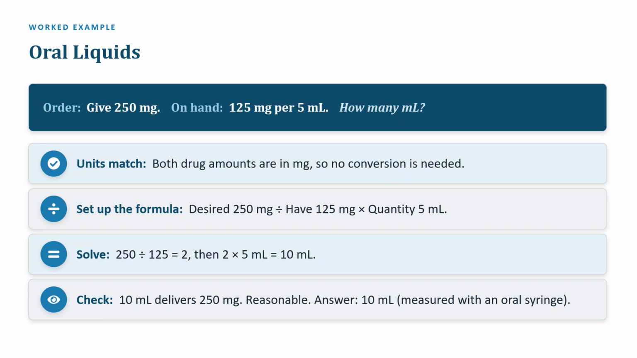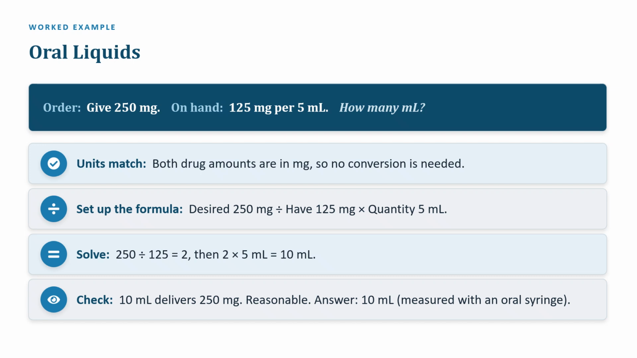Moving on to step 3, we solve. 250 divided by 125 equals 2. Then 2 times 5 milliliters equals 10 milliliters. Step 4, check for reasonableness. 10 milliliters of this liquid delivers 250 milligrams, which matches the order, so the answer makes sense. The answer is 10 milliliters, and you would measure it with a proper oral syringe or dosing cup, not a household spoon, as we had discussed.